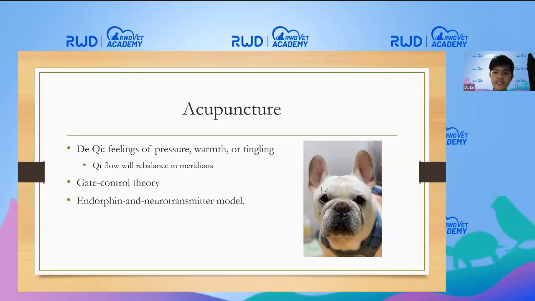Many theories to explain how acupuncture works have been proposed, including the gate control theory of pain and the endorphin and neurotransmitter model. Acupuncture may modulate transmission of pain signals and alter the release of endogenous endorphins and neurotransmitters, resulting in physiologic changes.